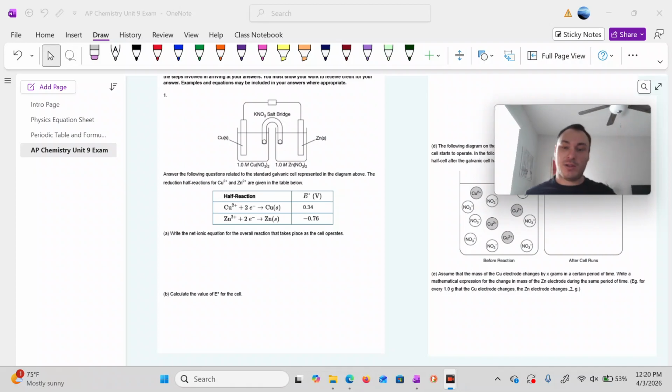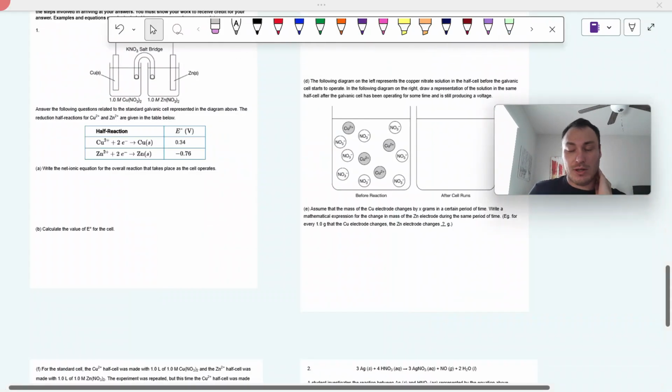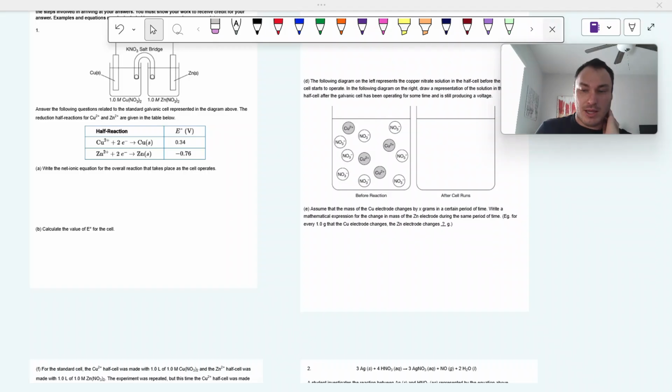Everyone, we are back and we're going to do the FRQ portion of the Unit 9 exam review for AP Chemistry. So we have two FRQs today. We have a long FRQ and a short FRQ, and we're going to do them both.